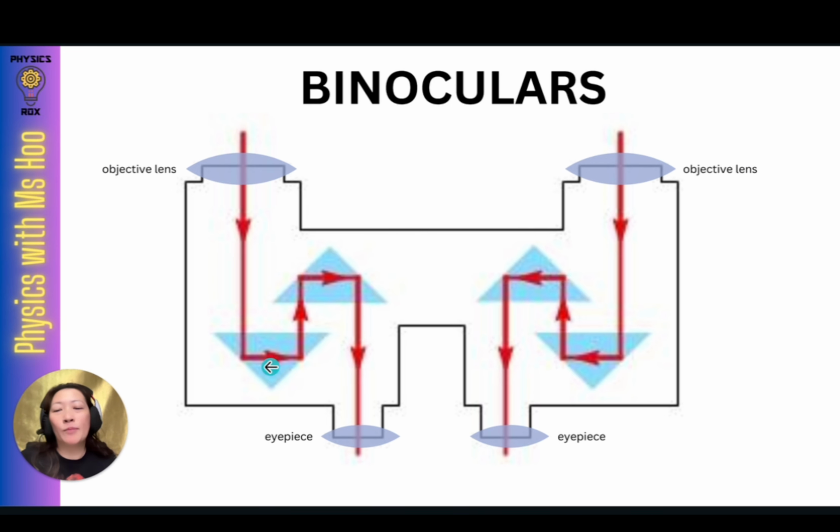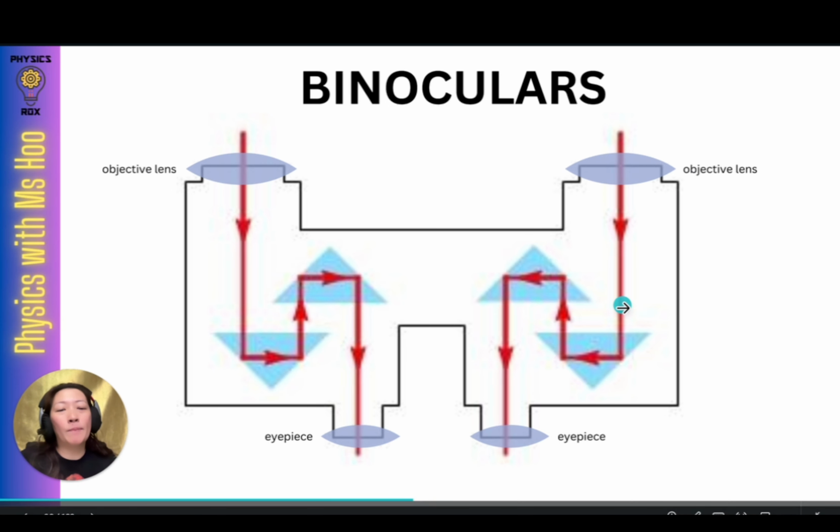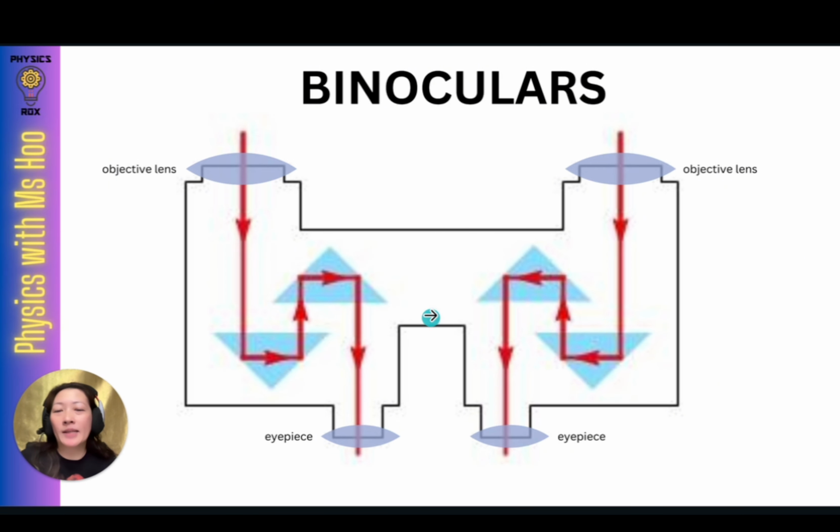As you can see, the prisms are placed in such a way that when the light ray enters through the objective lens, it gets totally internally reflected in both prisms before it reaches the eyepiece. And this happens on both sides. The reason we place the prisms this way is to shorten the distance the light ray needs to travel from the first lens, the objective lens, to the second lens, the eyepiece.